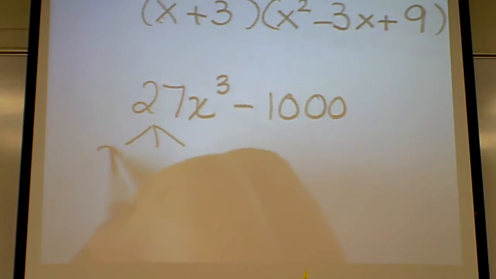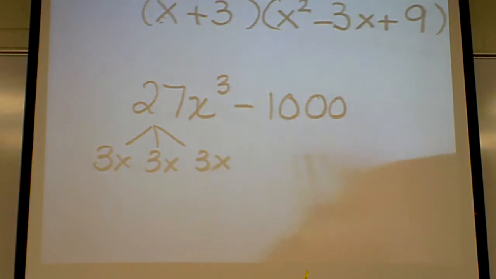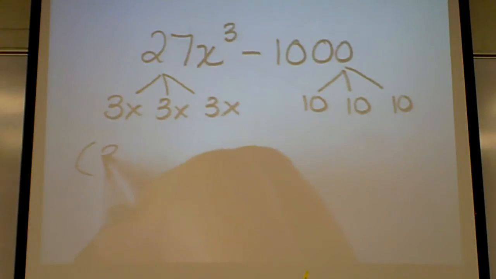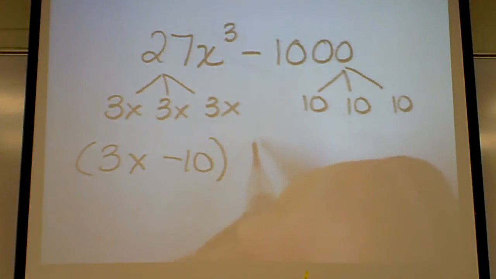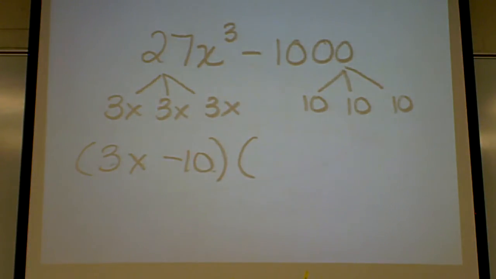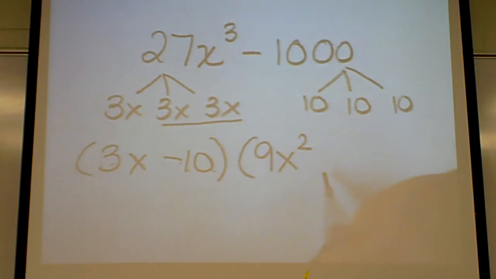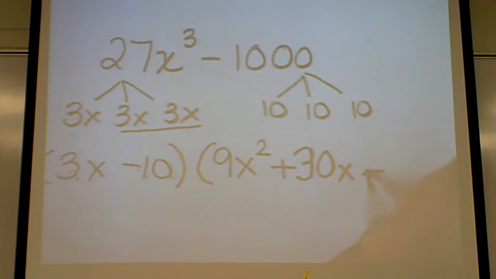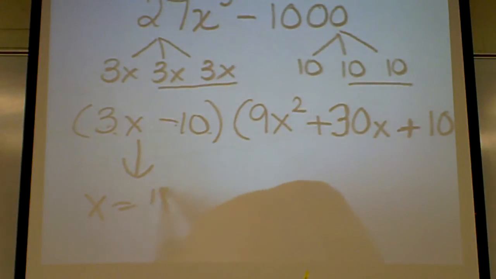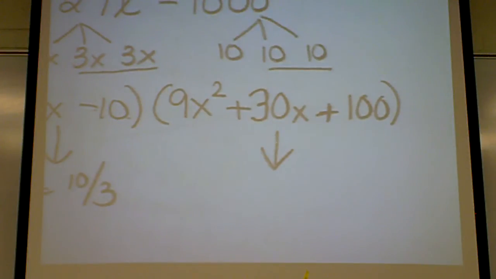What are these? 3x, 3x, 3x. 10, 10, 10. So what do you get? You're going to get 3x minus 10. So what's one of your zeros? It's 10/3. Multiply 2 of these, you get 9x squared. Change the sign. Multiply these two together, 30x. And then this is always a plus sign. So one of your answers is 10/3. And then for this one, you're going to use the quadratic formula. Figure that out. Okay?